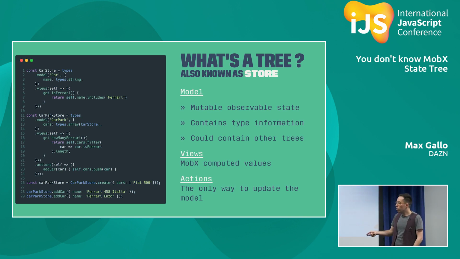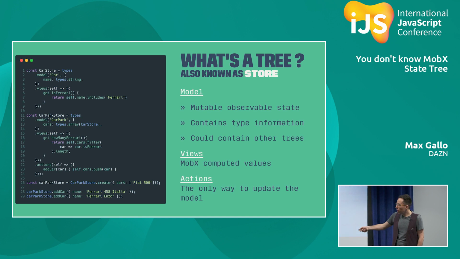So how do I initialize a MobX State Tree store? With the create method. So you do car park store dot create, and you pass the initial state. You may have an initial state, you may not have an initial state. If you want, it is the first parameter. You pass it, that's it. And then how do I update a store? I update a store thanks to actions, which are in this case car park store, which is the variable I just created, add car, name, whatever name you prefer.